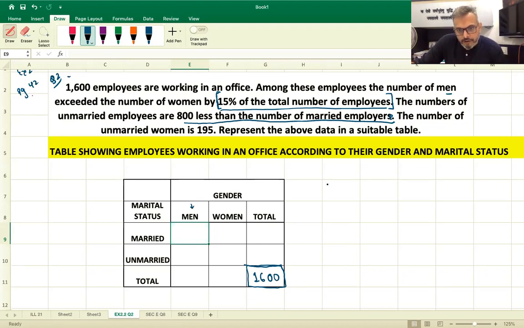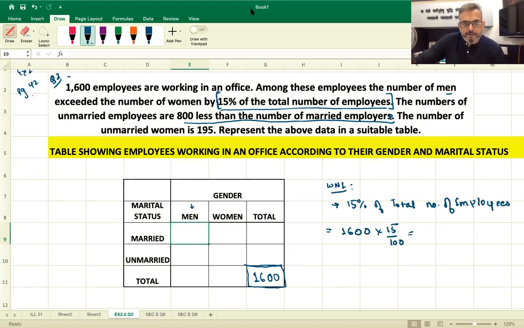Working note 1. First, let's find out what is 15% of the total number of employees. Total number of employees is 1600 into 15%. So 15 by 100 times 1600, which comes to 240. Okay, 240.